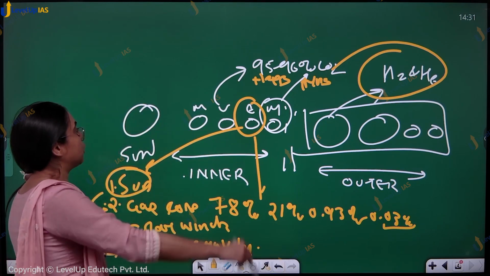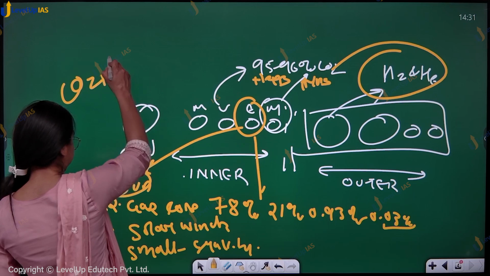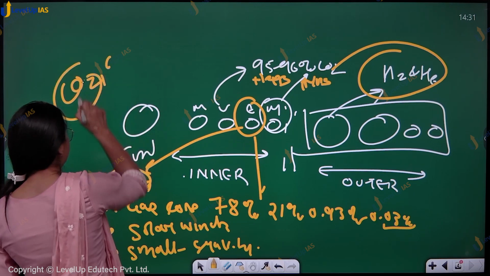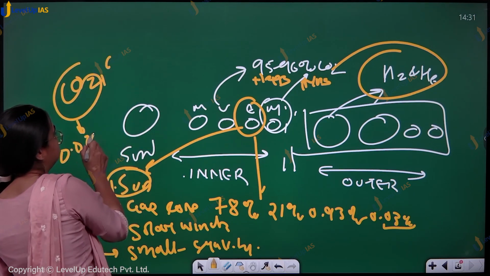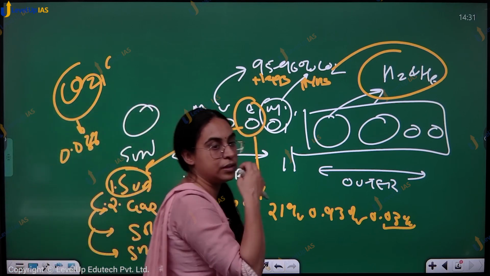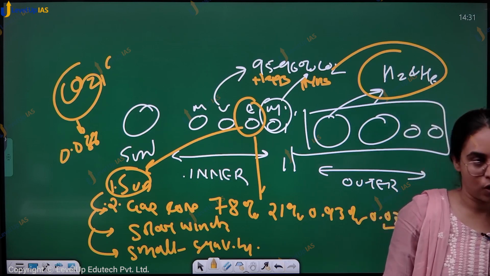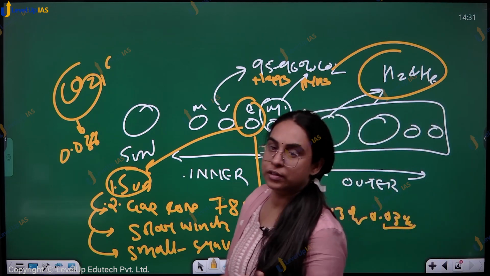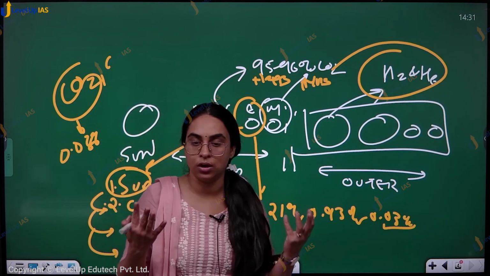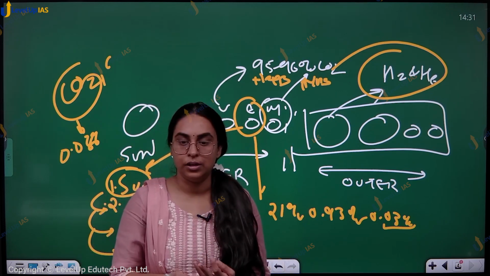What about argon? What about carbon dioxide? Why is carbon dioxide only 0.03%? Venus and Mars have 96% carbon dioxide. Let's first understand argon and carbon dioxide: where did they come from?